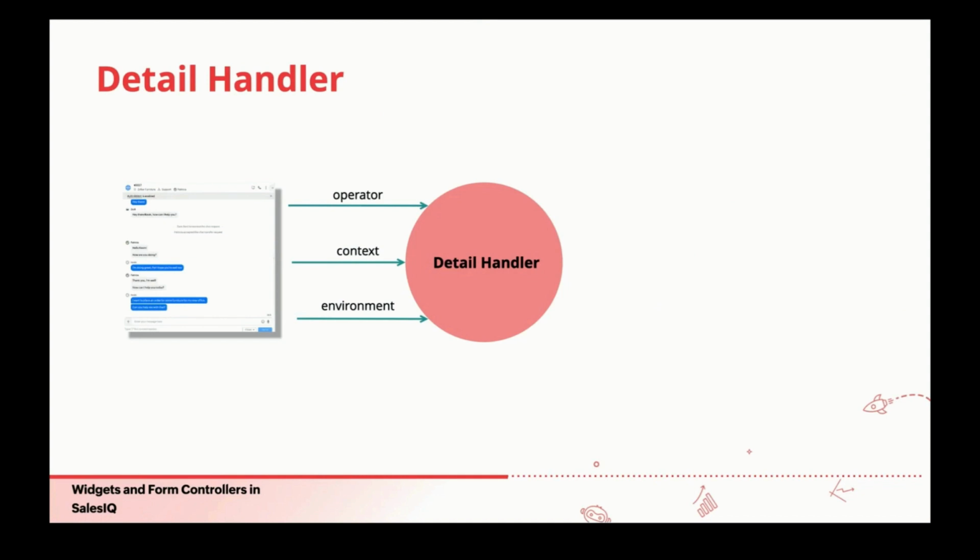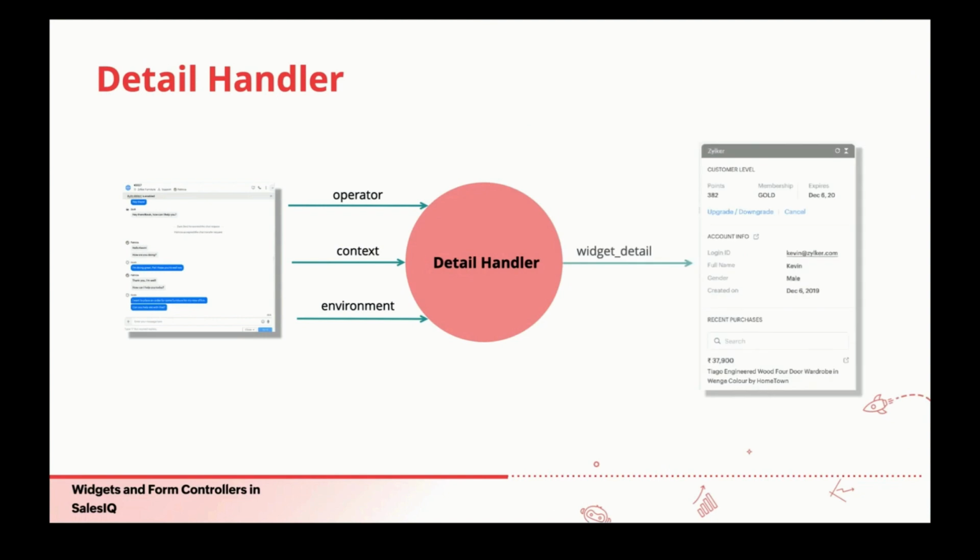So the first one is the detail handler. This can be used to configure the information that will be displayed when a widget is rendered. The input parameters passed here will be the details of the operator, the environment and the context, and the response returned will be the list of sections inside the widget, so the one that you see here. We had already looked at widget detail return type previously. So your inputs will be operator, context, and environment details. And once the detail handler is executed, the response returned will be the widget detail.